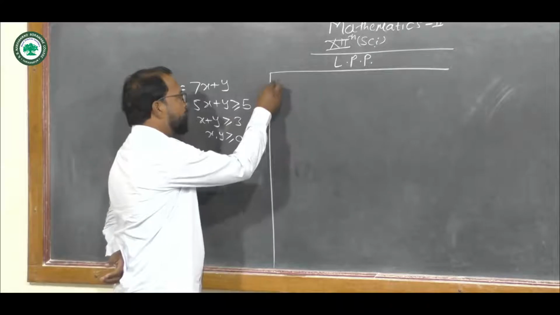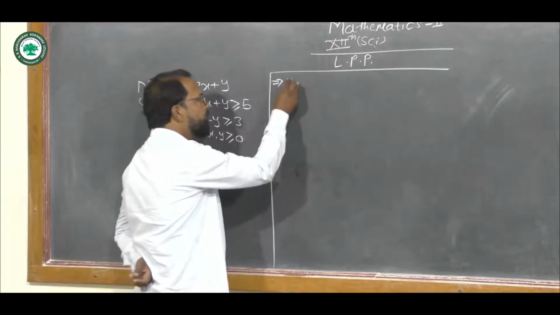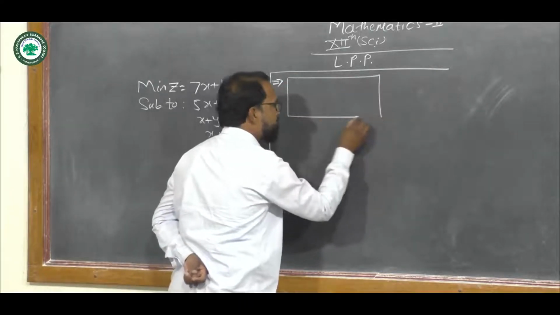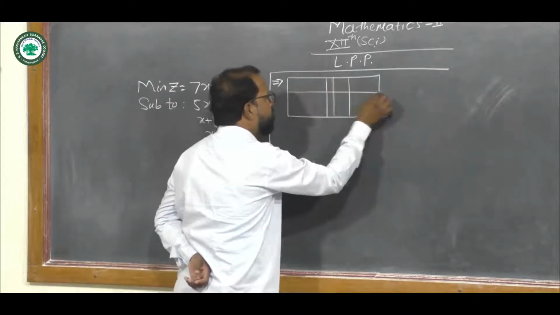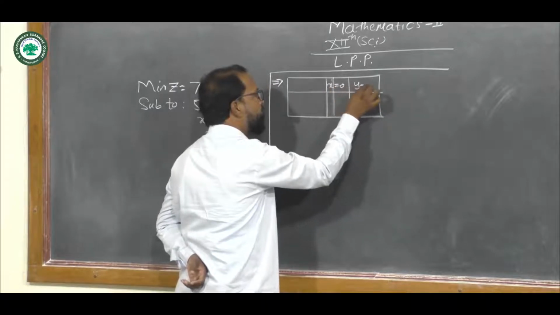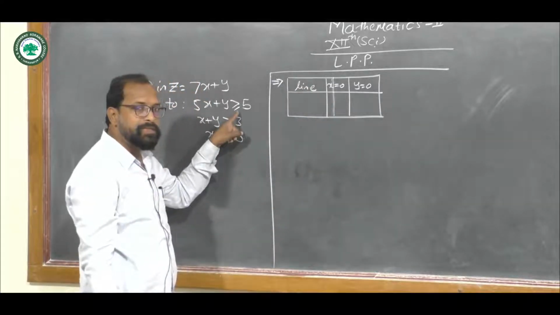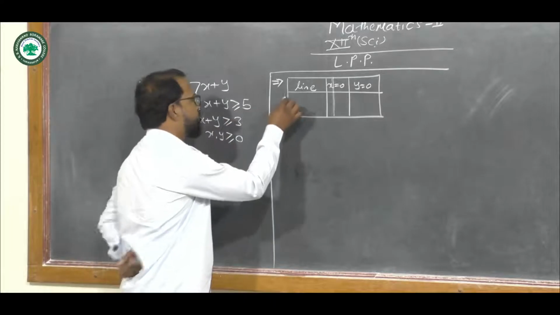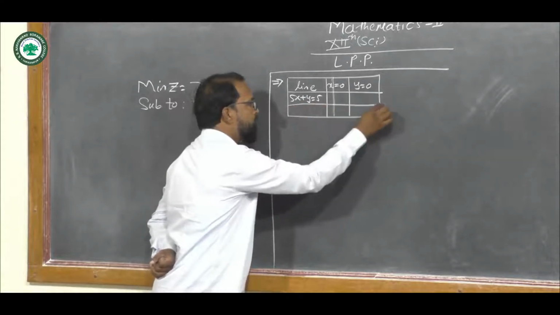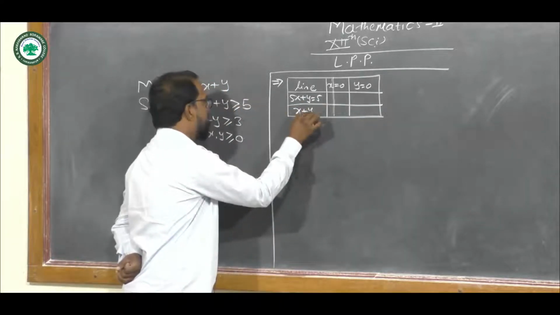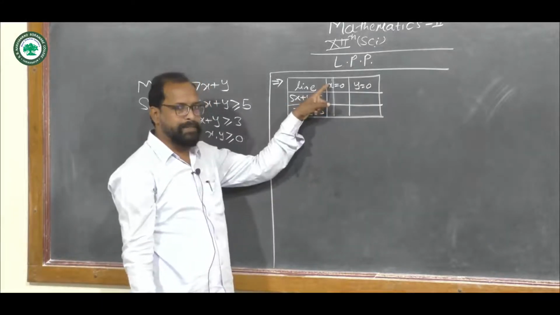Now to solve this LPP, first we plot the graph, and to plot a graph we need to plot the lines, and to plot the lines we consider a table in which x equals 0 and y equals 0. We convert these constraints into a line. So the equation of first line is 5x plus y equals 5 and next one is x plus y equals 3.